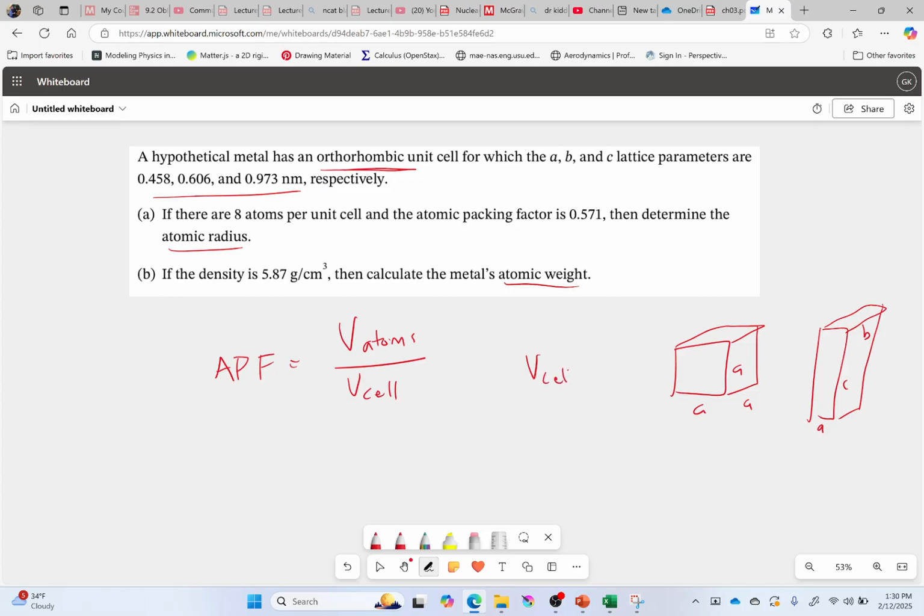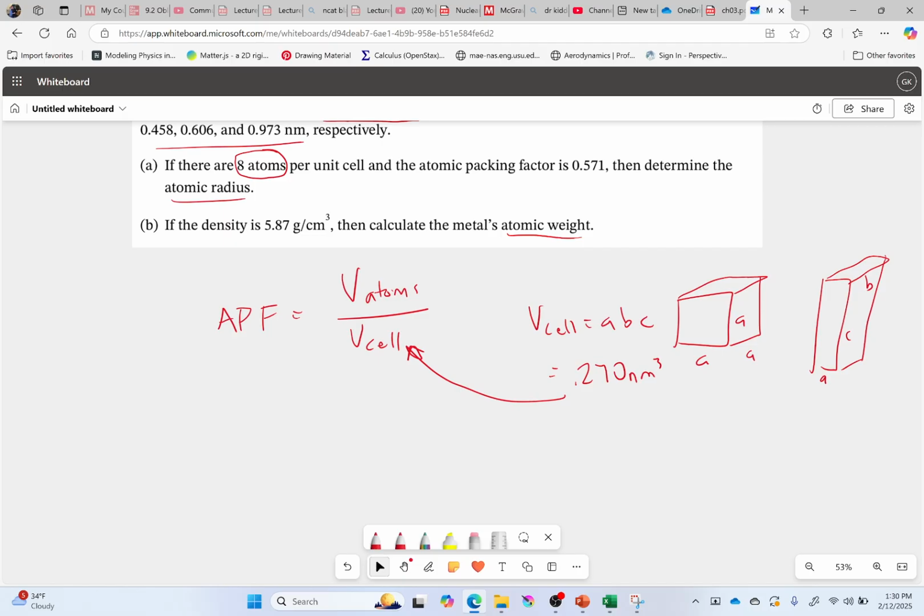The volume of the cell is simply equal to A times B times C. And if I plugged it in, I would get a value of 0.270 nanometers cubed. So that's the bottom. Now, what is the volume of the atoms? Well, it tells me that there are 8 atoms per unit cell. And all my atoms, we're going to just assume that they're nice, perfect spheres. So my volume of atoms will be equal to 8 times 4/3 pi r cubed. 4/3 pi r cubed is the volume of a sphere.